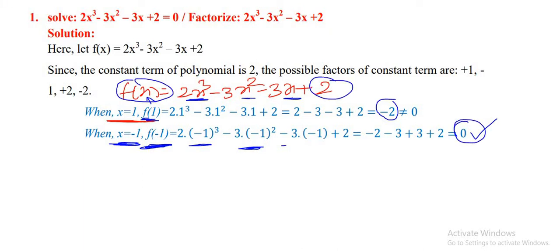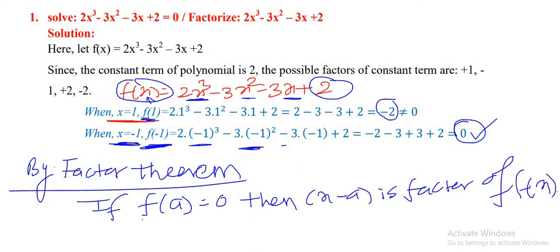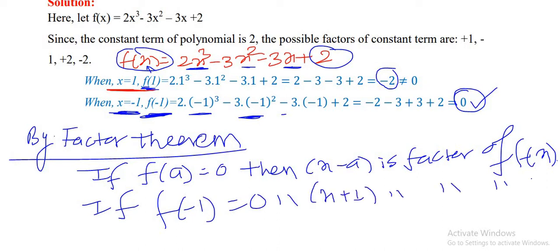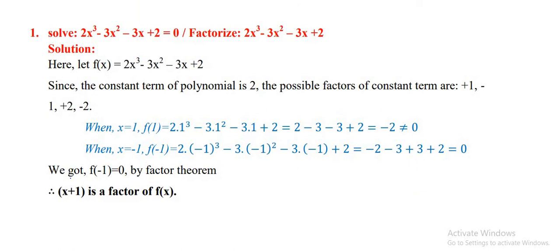Now, do you know by the factor theorem, if f of a is equal to 0, then what can we say here? x minus a is a factor of f of x. This is given by the factor theorem. Similarly, here if you got f of minus 1 equal to 0, then you know that x plus 1 is a factor of f of x. So now I am going to write the same thing in the solution of this question. You can see that here we got f of minus 1 equals 0. So by the factor theorem we can claim that x plus 1 is a factor of f of x.